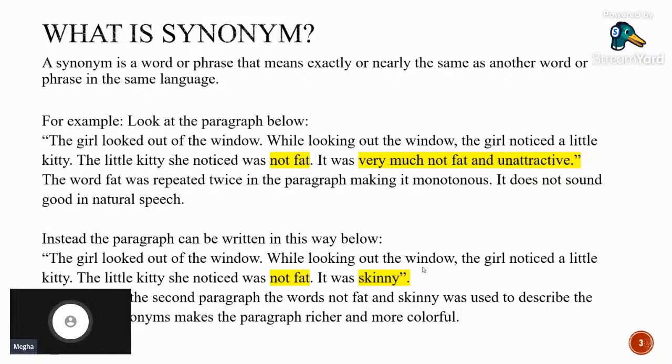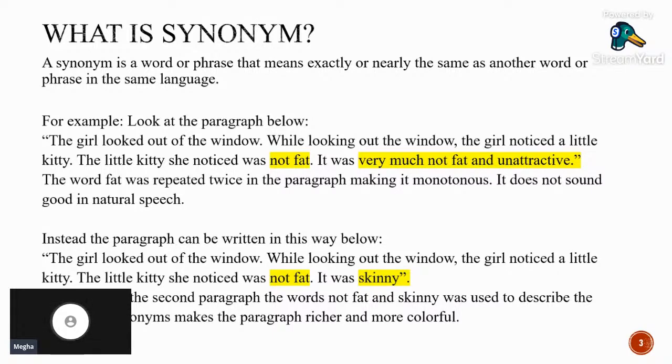The girl looked out of the window. While looking out the window, the girl noticed the little kitty. The little kitty she noticed was not fat. It was very much not fat and unattractive. Okay. The word fat was repeated twice in the paragraph, making it monotonous. It does not sound good in natural speech, correct? So, if I say the cat was not fat, it was very much not fat and unattractive.